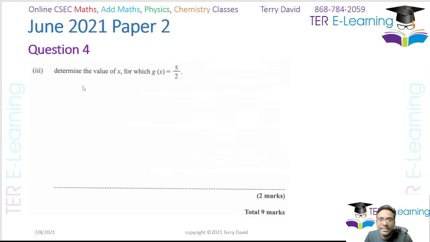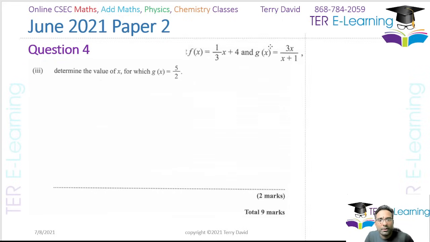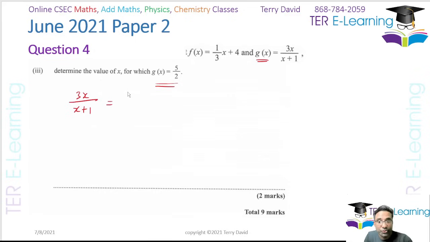The next part here: determine the value of x for which g of x is equal to 5/2. Again, let me write down what the functions were. So these are my functions, and we are saying that g of x is equal to 5/2. So therefore, I'm going to say that 3x over x plus 1 is equal to 5/2. All we need to do now is solve this equation. So we're going to cross multiply. We're going to say 3x by 2 is equal to 5 multiplied by x plus 1.